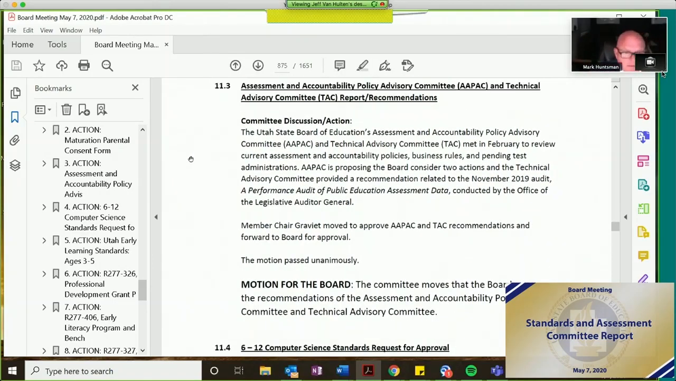Okay, next item is 11.3, the Assessment and Accountability Policy Advisory Committee and Technical Advisory Committee report and recommendations. The motion for the board is the committee moves that the board approve the recommendations of the Assessment and Accountability Policy Advisory Committee and Technical Advisory Committee. Okay, the motion before the board is that the board approve those recommendations. Discussion to the motion? None. Okay, seeing none, let's vote.